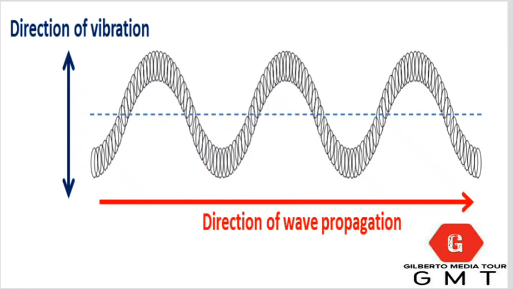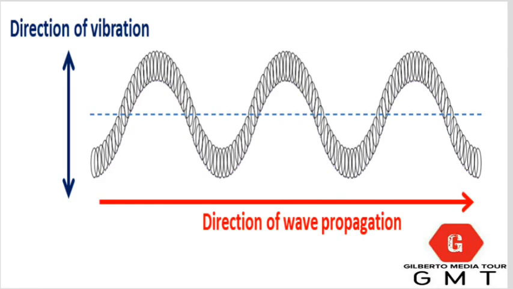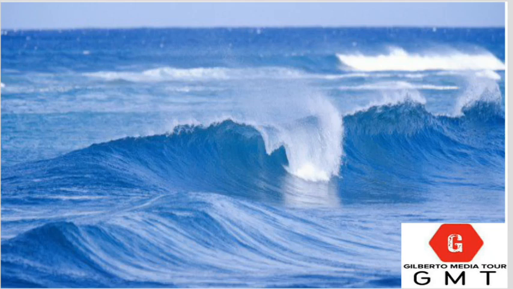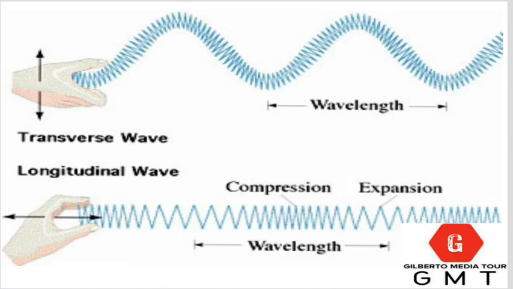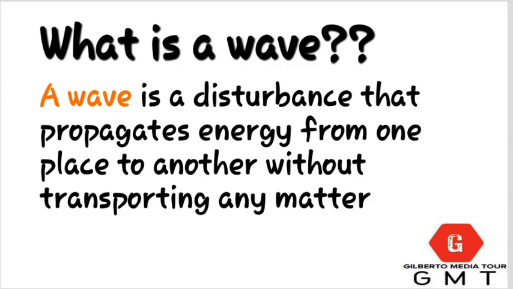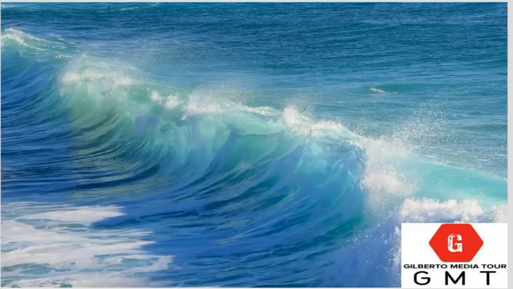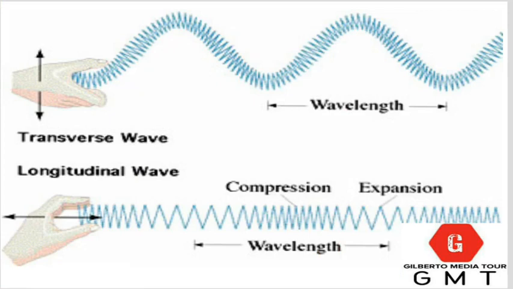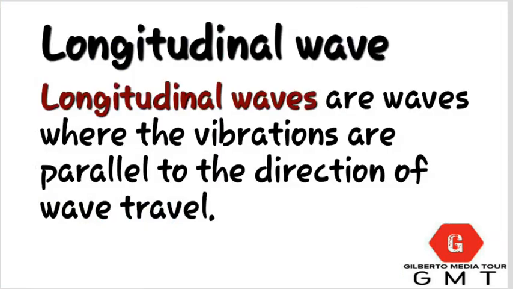In longitudinal waves, the vibration of particles is parallel to the direction of travel of the wave, whereas in transverse waves, the vibration is perpendicular to the direction of wave propagation. So this is how longitudinal and transverse waves are different. They are totally different according to the vibration of particles.